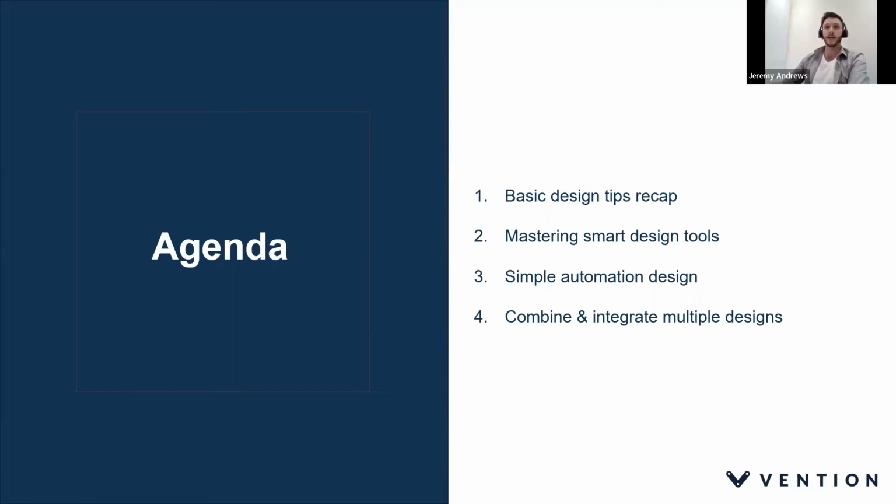Third, we'll move on to designing something with some automation in it, a simple piece of automation equipment. In this case, it will be a range extender. And finally, we'll finish off the webinar by showcasing how to combine and integrate multiple designs together, all within one system.